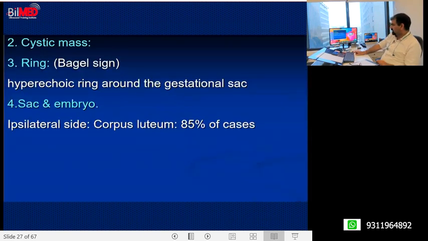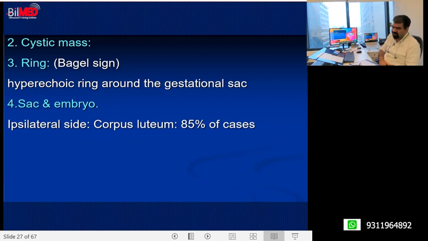Now, there can be a bagel sign also. What is that bagel sign? First of all, get an idea, then we will discuss each and everything about what this bagel sign is. So bagel sign is actually the decidual reaction around the gestational sac. So whatever decidua I am seeing surrounding the gestational sac is called the bagel sign, and a sac and embryo can be present. But here is the point. The corpus luteum, if present, will be seen on the same side.